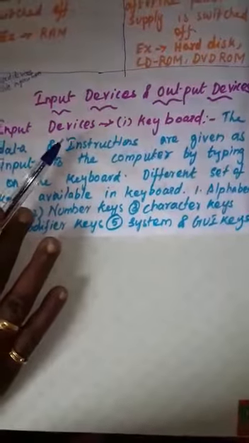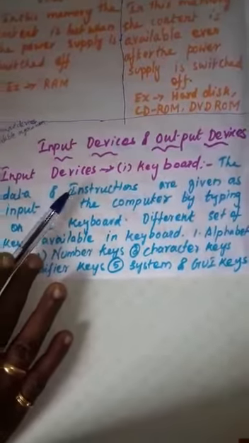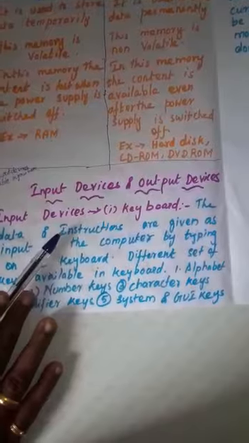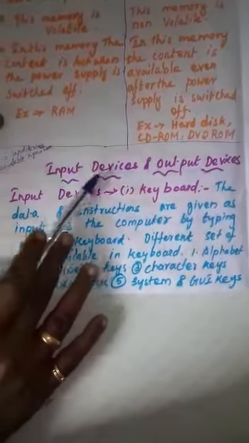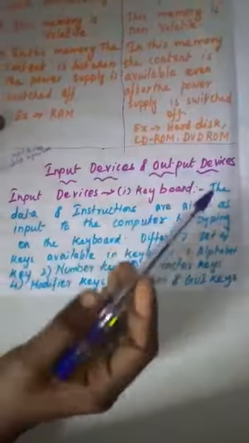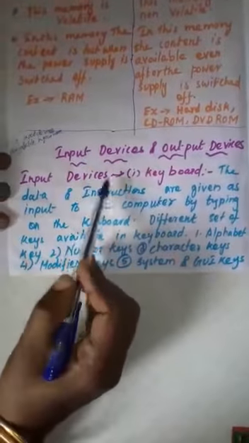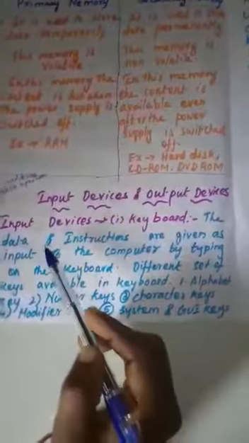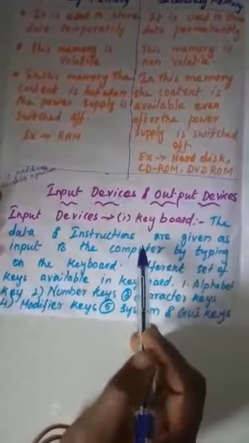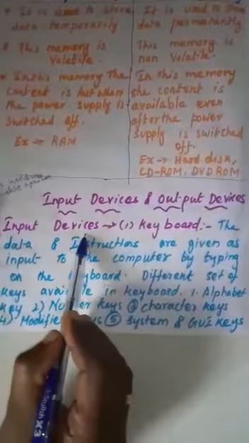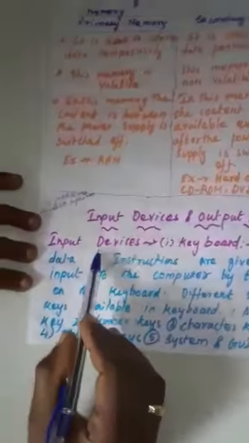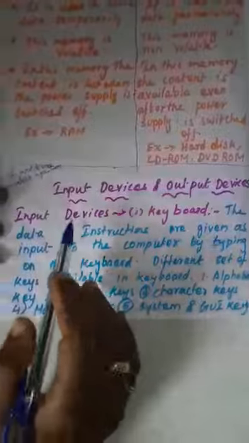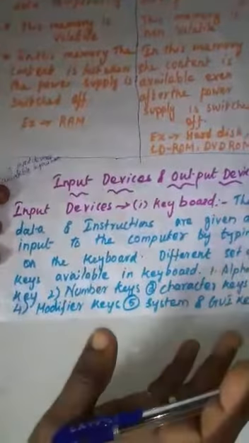Students, in this video we are studying 11th standard computer science chapter 1, topic input devices and output devices. First one, input devices. There are 13 input devices available in your textbook. Now we are studying about keyboard and mouse, which are input devices.